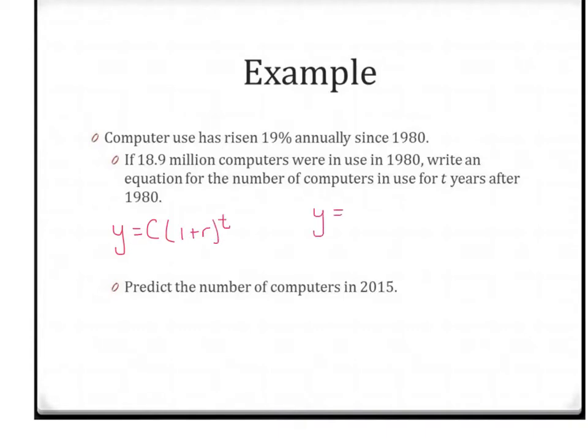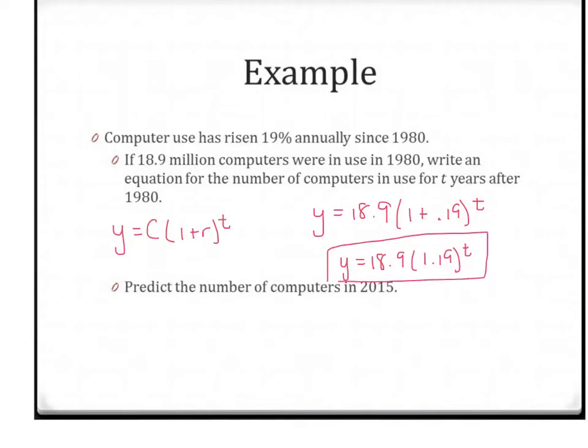And c is the initial amount, so we're going to put 18.9, and that's going to stand for million. And we have 1 plus our annual rate, which is 0.19 because you want it as a decimal, to the t power, because this is going to be for any year after 1980. Add 1 plus 0.19, and there's our function. And then we're going to use it. So 2015 is going to be 35 years later. So we're going to plug in a 35 there, and we're going to use our calculators.